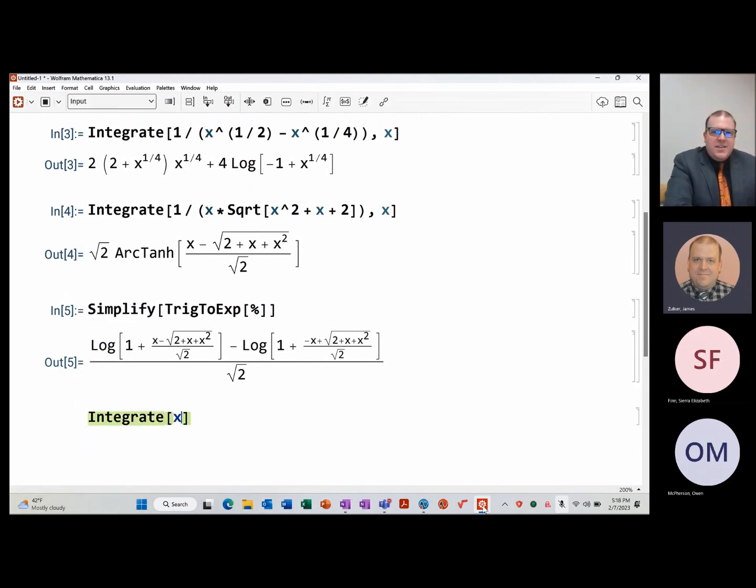All right, so the function is x over the quantity 5 minus 4x minus x squared, raised to the 3/2 power, with respect to x.